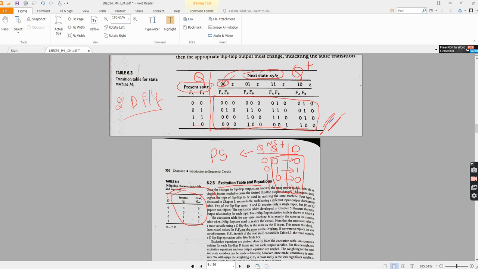After this point, you will be solving the problem depending on the question. That is, given a question, if it is for D you will solve D, if it is for JK you will solve JK, if it is for SR you will solve SR, if it is for T you will solve T. Correct? Yes or no?